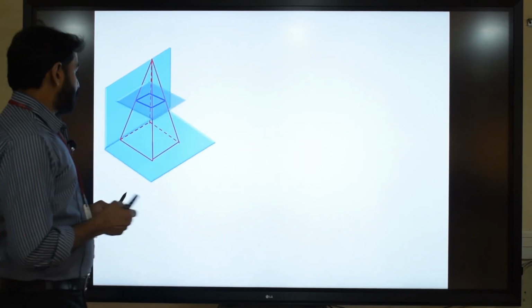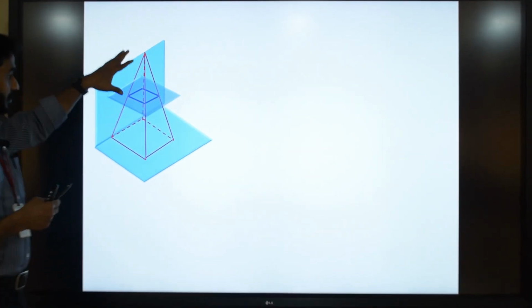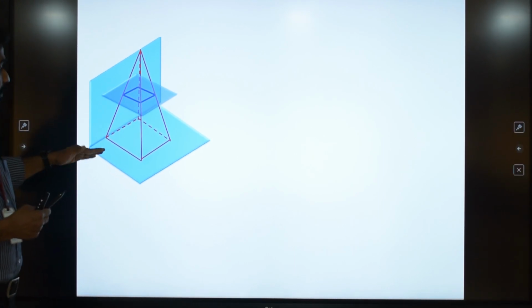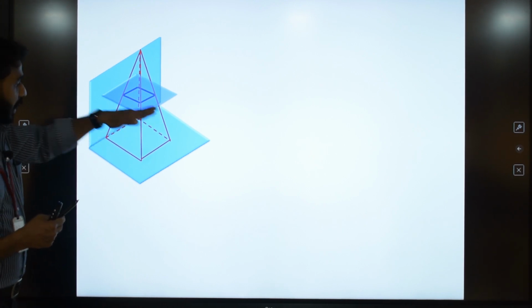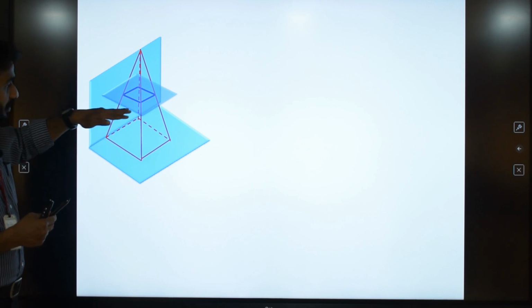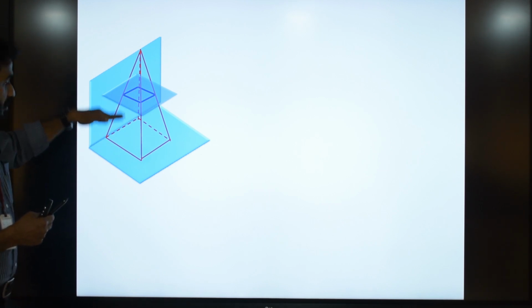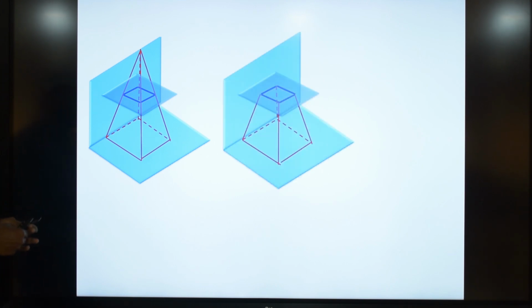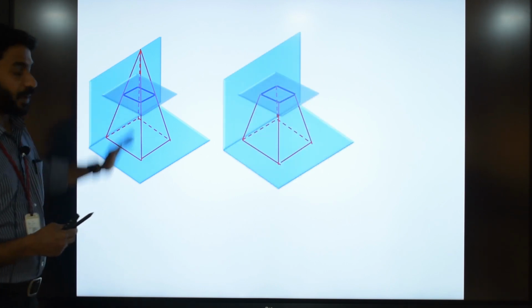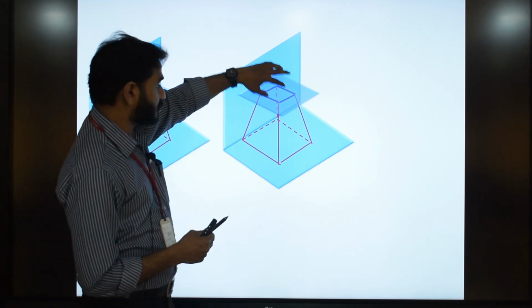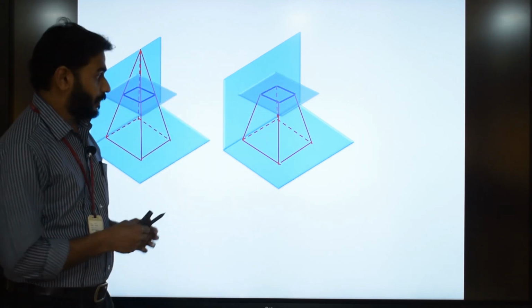Now let us consider this case. So here the square pyramid is resting on the horizontal plane on its base and it is cut by a plane parallel to its base. So this is the section plane, it cuts the square pyramid and it is parallel to the base. Now here we assume that the portion of the solid between the section plane and the observer is removed. So here you can see that the top portion is removed from the square pyramid.